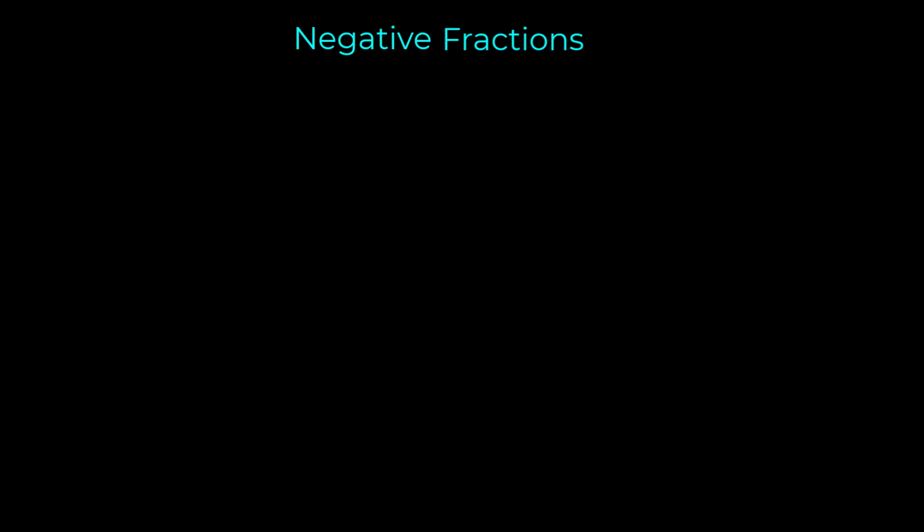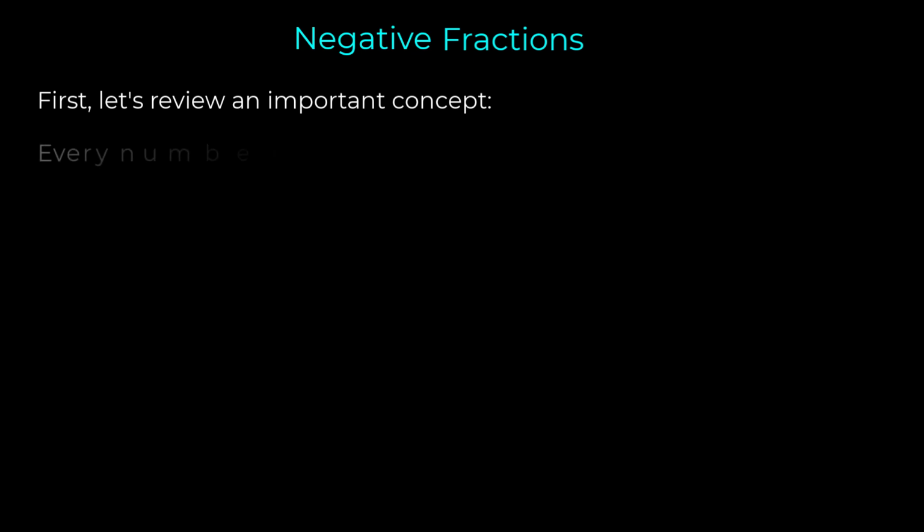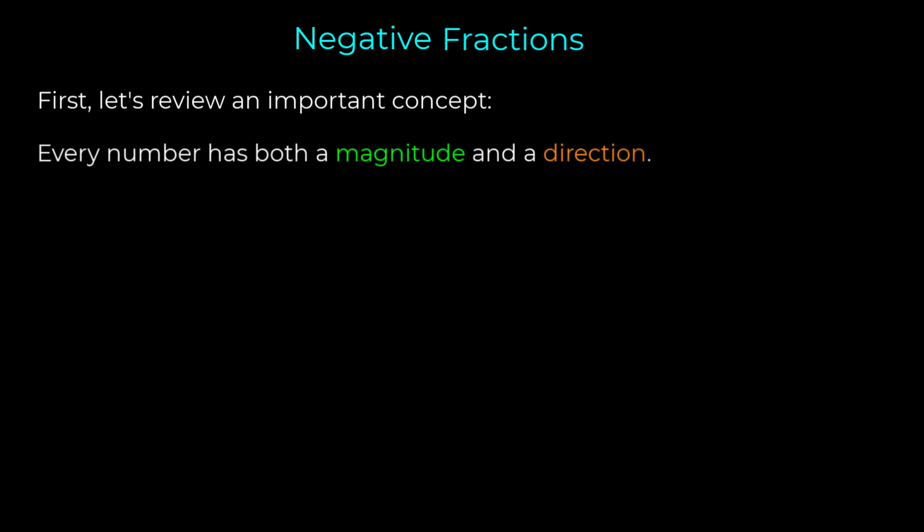The first thing I want to do is refresh in your mind a concept I discussed in the earlier videos on negative numbers. This concept is that every number has 2 important qualities. The first is magnitude, and the second is direction. When we first learned numbers as toddlers, and then in our first few years of schooling, we only learned about the magnitude of a number.